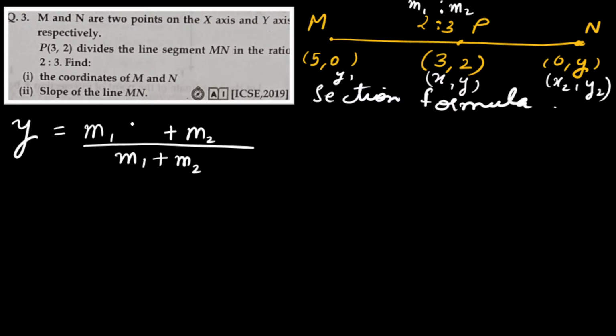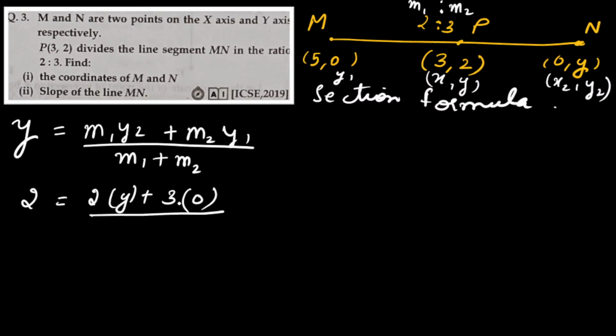So y is equal to (m1 y2 plus m2 y1) upon (m1 plus m2), not x2. So y is given to us, P's coordinates, y is equal to 2. I'm just substituting m1 is 2, y2 is y, plus m2 is 3, y1 is 0, by m1 plus m2. So 2 plus 3. So 2 is equal to 2 into y is 2y plus 0.